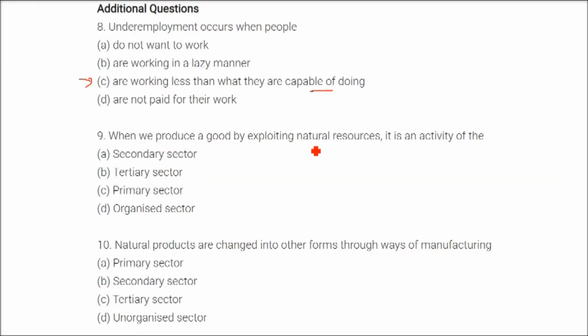When we produce a good by exploiting natural resources, it is an activity of, again, exploiting natural resources. As I said, this word means we are certainly talking about the primary sector. Natural products are changed into other forms through ways of manufacturing. Now manufacturing has come. This word manufacturing means we are dealing with the secondary sector.